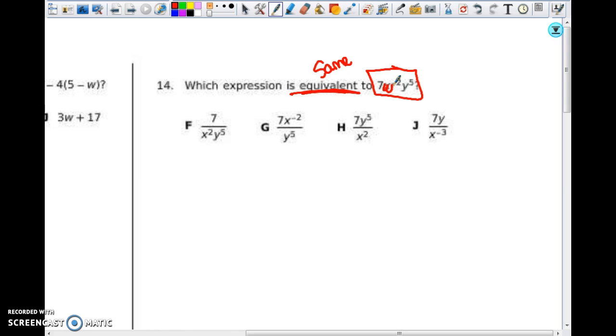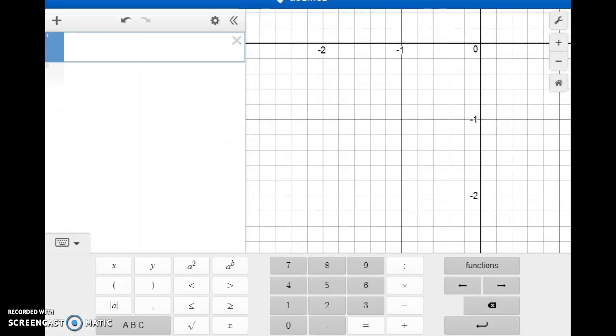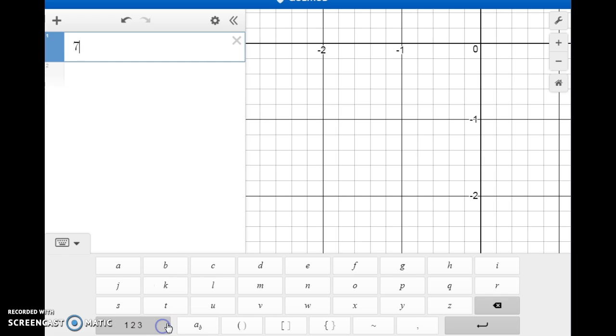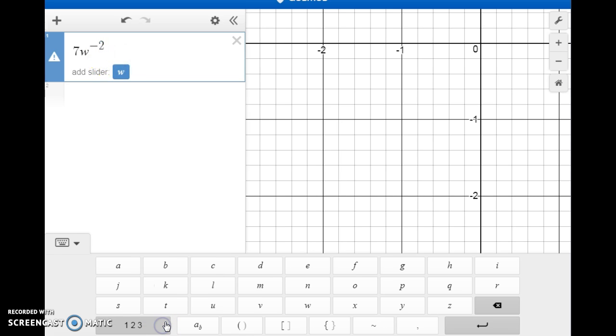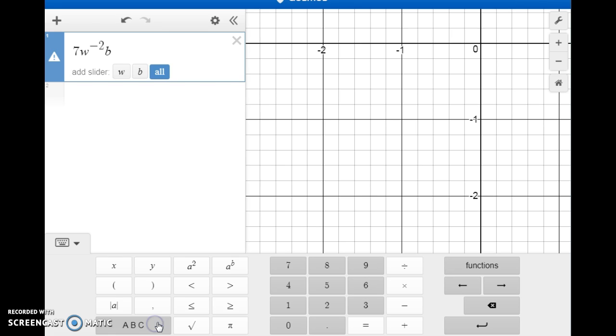So W, pick one other letter. B. That means where I see an X, I'm going to put a W, and where I see a Y, I'm going to put a B. I'm going to type it in with the new letters, but exactly the way I see it. So there's a 7. Instead of the X, we chose W, and it's being raised to the power of -2. Then the letter B, scooted over to the side, is being raised to the power of 5.